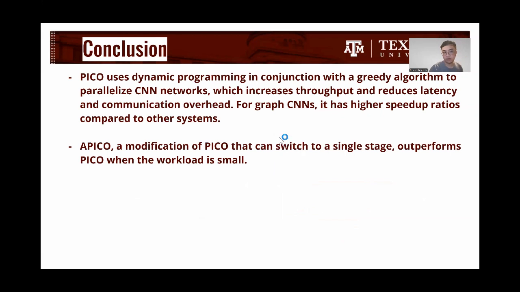So in conclusion, Pico uses dynamic programming in conjunction with the greedy algorithm to parallelize CNN networks, which increases throughput and reduces communication overhead and latency. And then for graph CNNs, it has higher speed-up ratios compared to other systems and methods. And then there's also aPico, which is a modification of Pico that can switch to a single stage and outperforms Pico when the workload is small.